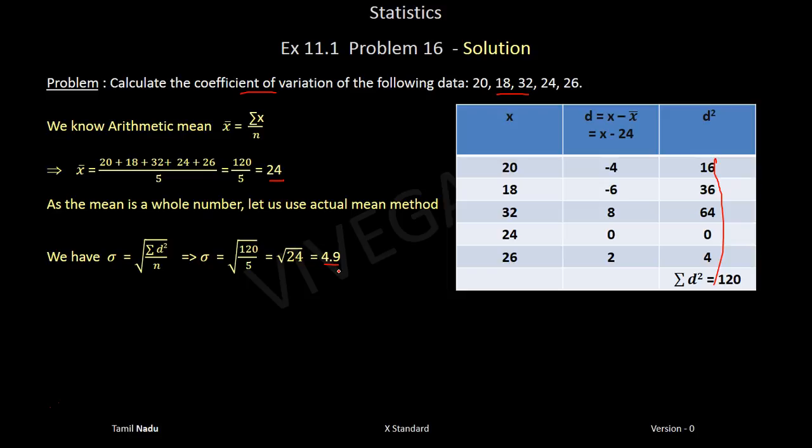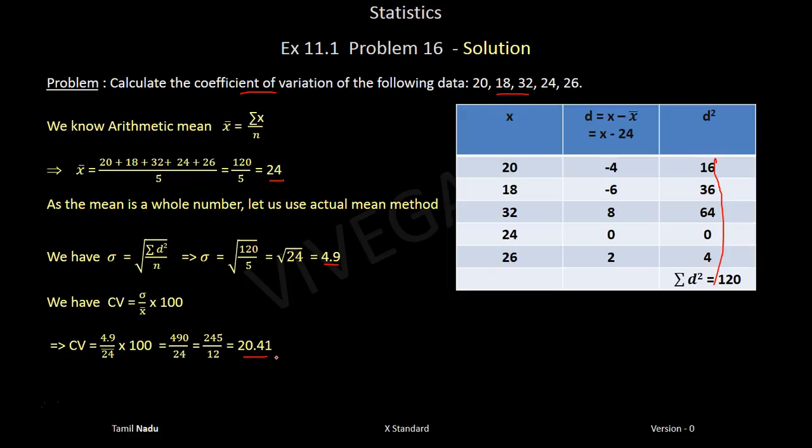Okay. Now we have sigma, and we also have the mean value. So the coefficient of variation is sigma by x bar into 100. So basically all you need to do is substitute these values. So 4.9 divided by 24 into 100. This will become 490 by 24, because it's multiplied by 100. So 2 will go 12 times, and so on, and if you divide, this works out to be 20.41. Therefore the coefficient of variation is 20.41.